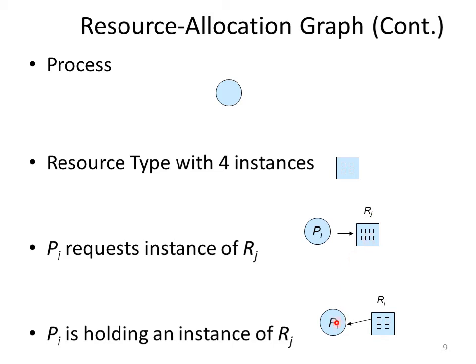Then next symbol is for the assignment edge. So Pi is assigned with one of the instances of Rj. So it is a symbol used for assignment edge.